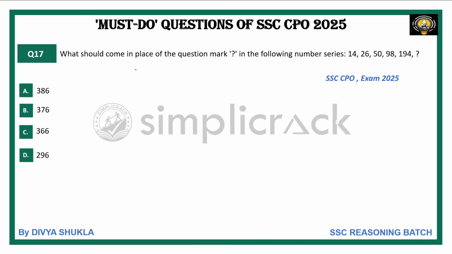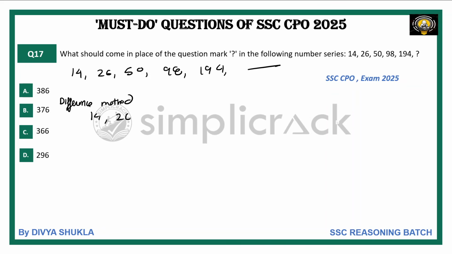What should come in the place of the question mark in the following series? So you have the series 14, 26, 50, 98, 194. How can we solve it? We can solve it using 2 or 3 methods. Let's see. If I am using the difference method, I have 14, 26, 50, 98, and 194.